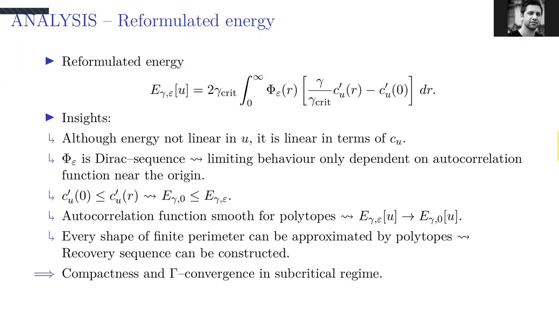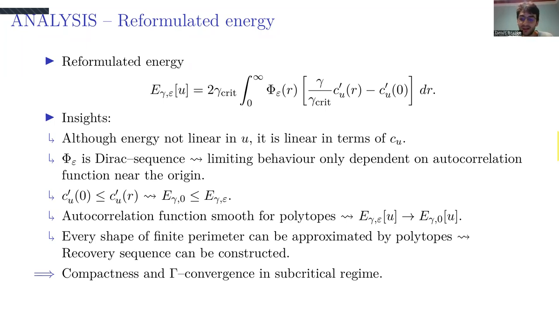Sorry, why does this conclude compactness? Because what you have here is E gamma zero. And if your energy is bounded in epsilon, then so is E gamma zero, which is just a perimeter. And you know that the perimeter is compact in BV. Okay, thank you.